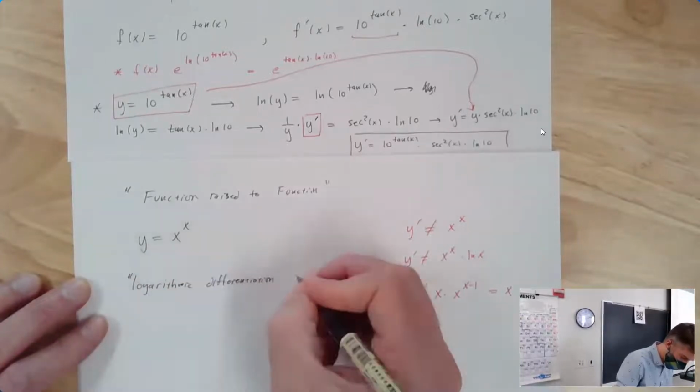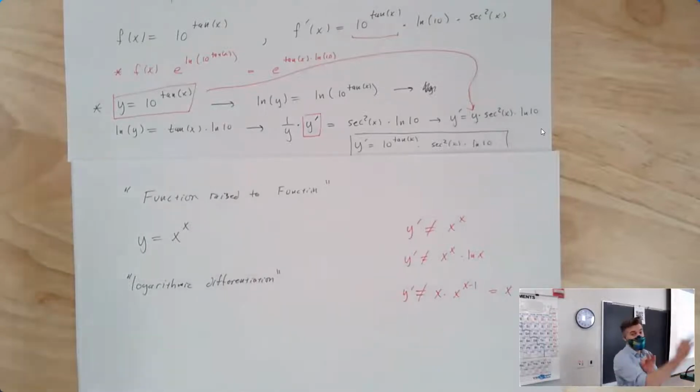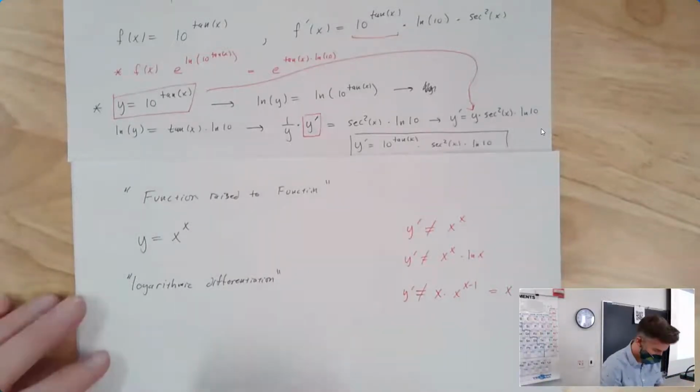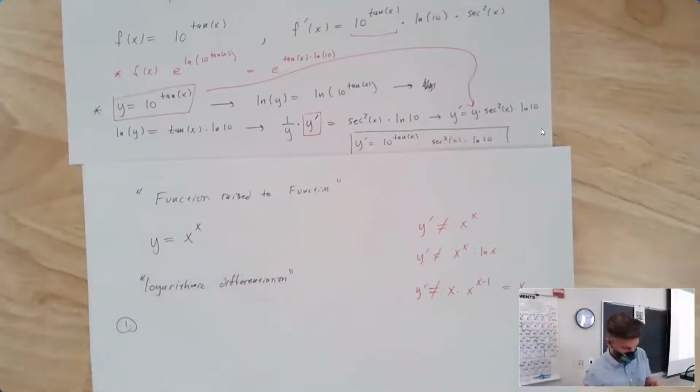Because you're literally taking the log of both sides and then differentiating. I should say, you're taking the log of both sides and then simplifying and then differentiating, right? The simplifying there is the key step. So, step 1. I should point out, someone might try and make this difficult.